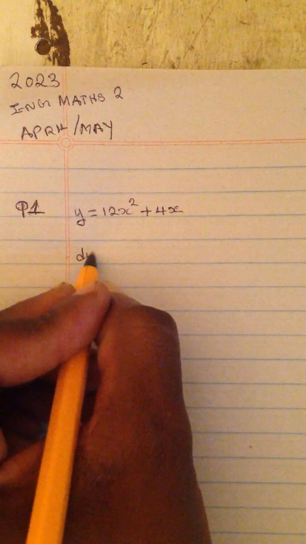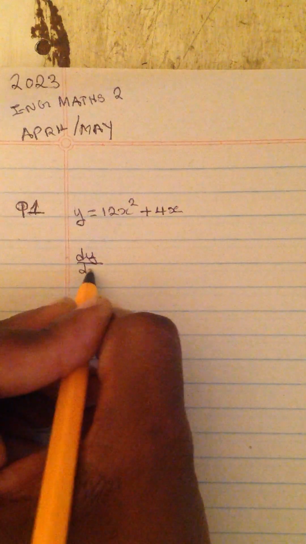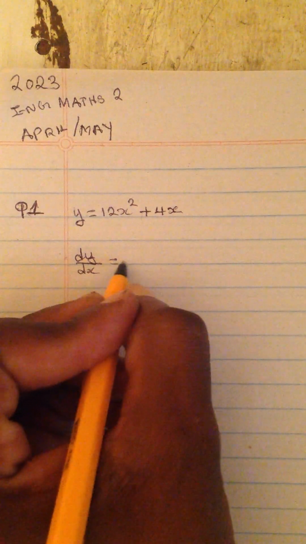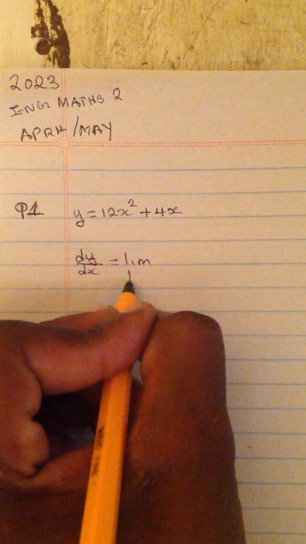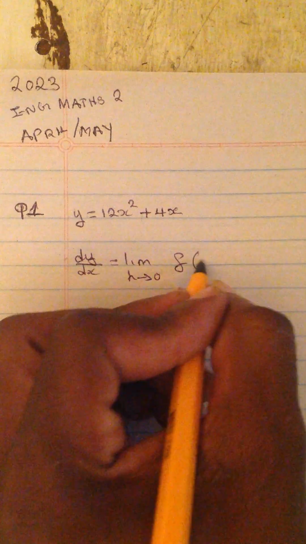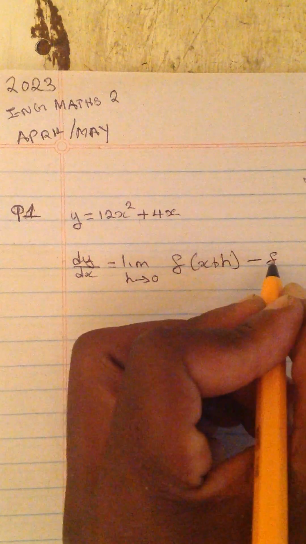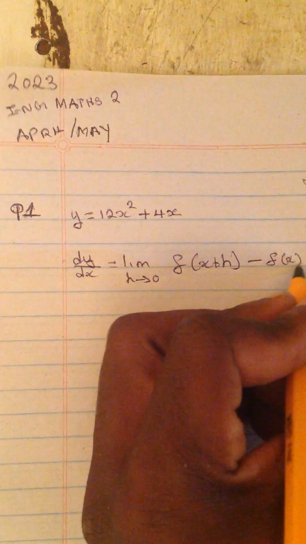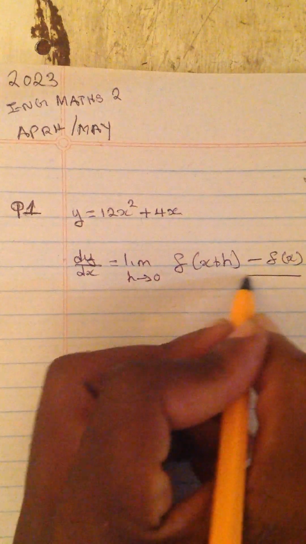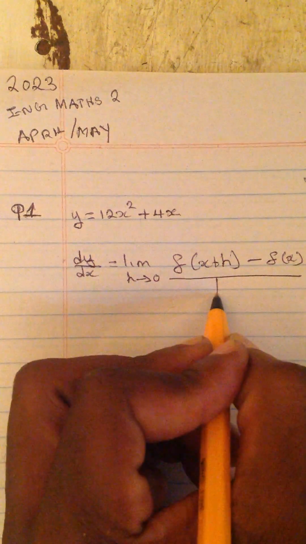For us to differentiate this equation from the first principle, as we all know, we just have to use the formula. So we have dy/dx equals the limit as h approaches 0 of f(x plus h) minus f(x), over h.